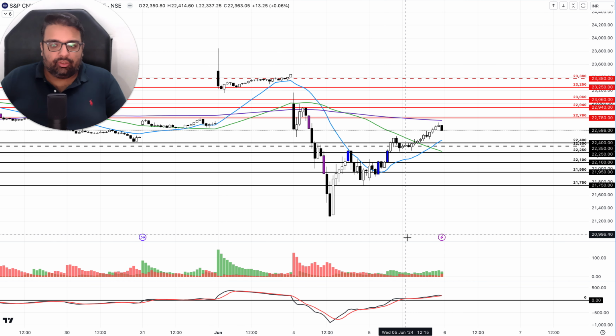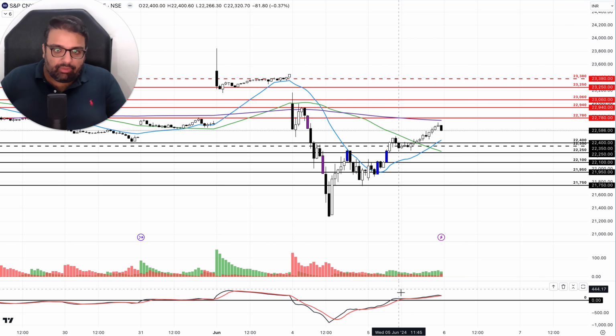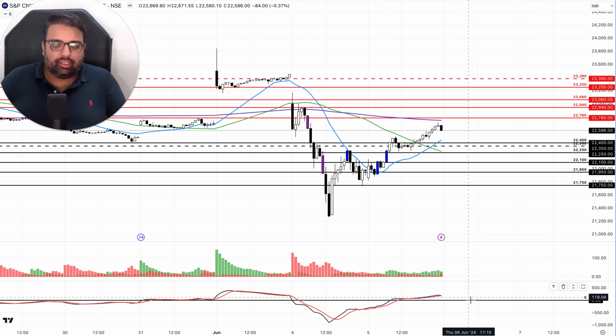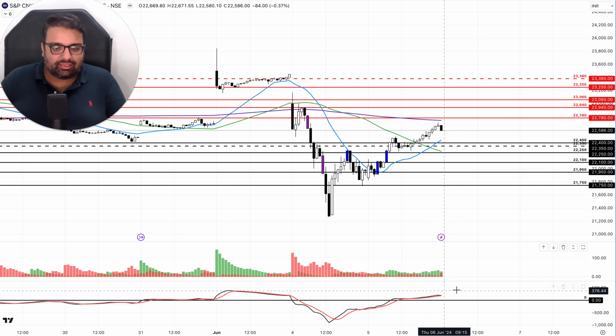However, anyone attempting that, number one, has to watch two things. The trend catcher indicator here has to be above zero, as it is right now, and then the volume buildup has to be fantastic, how it was today.